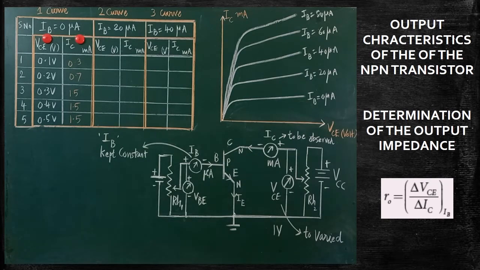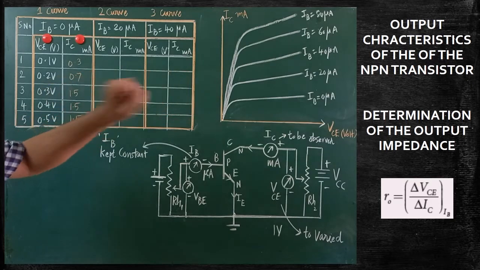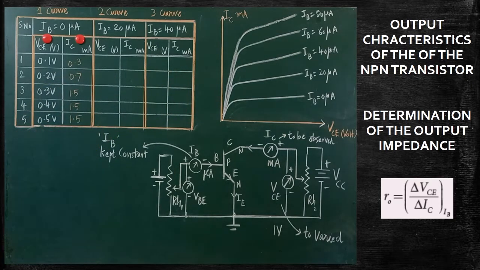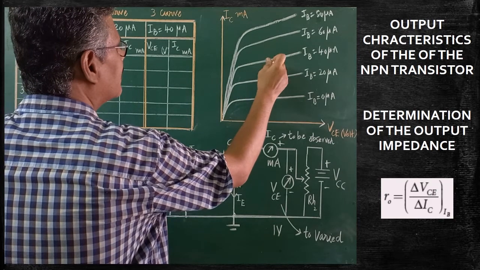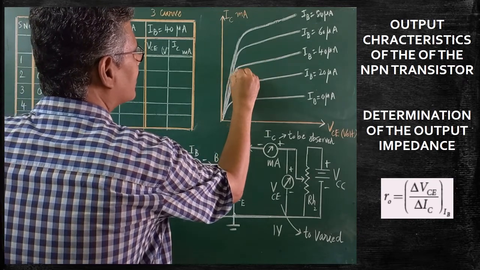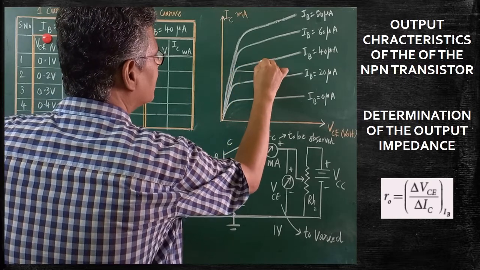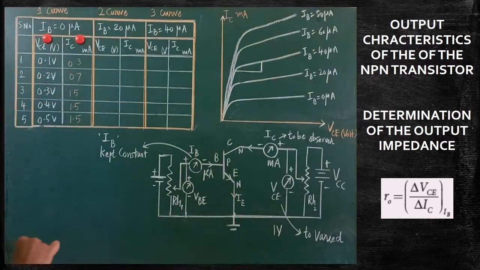Are you clear? Now, what is the purpose of drawing the graph? From this graph, we are able to measure the third parameter called output impedance. Now, how to get the value? Here, you have to draw the slope. You can draw a slope here. From the slope, you are able to get the output impedance.